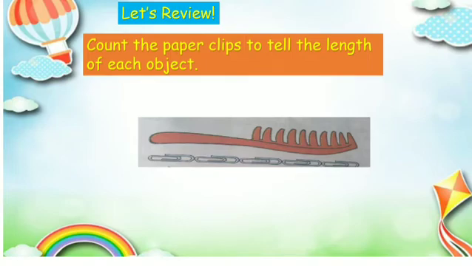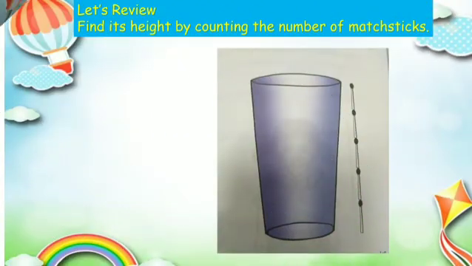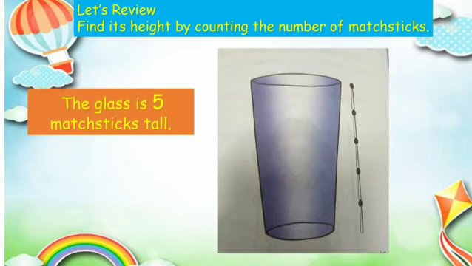Let's review. Count the paper clips to tell the length of the object. How many paper clips is the comb? Great job! The comb is 5 paper clips long. This time, find its height by counting the number of matchsticks. How many matchsticks is the glass? Great job! The glass is 5 matchsticks tall.